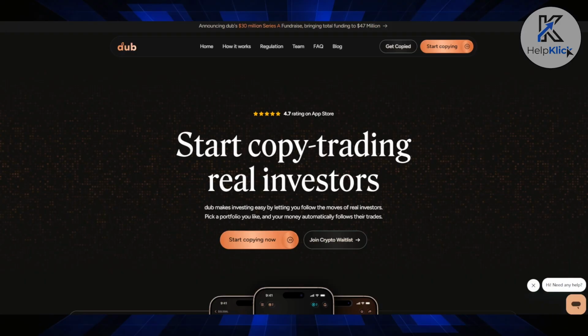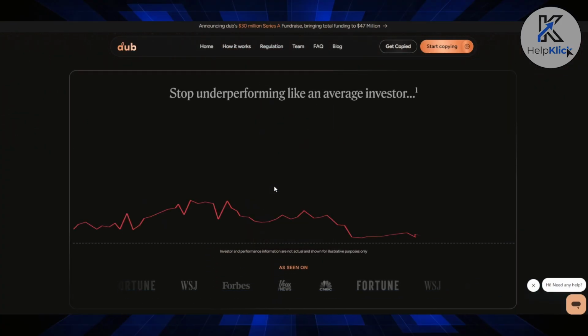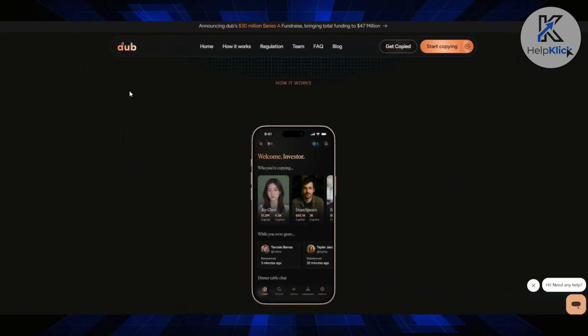In this video, I'll be discussing the Dub app review. So, what is the Dub app? Well, Dub is a social investing app that lets users automatically mirror the stock trades of other people, including politicians, based on public financial disclosures, corporate insiders, hedge fund managers, and finance-focused creators from platforms like X, YouTube, or Seeking Alpha. Rather than picking individual stocks, a user selects published portfolios and copies them.